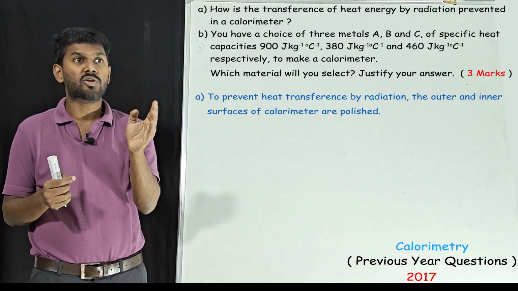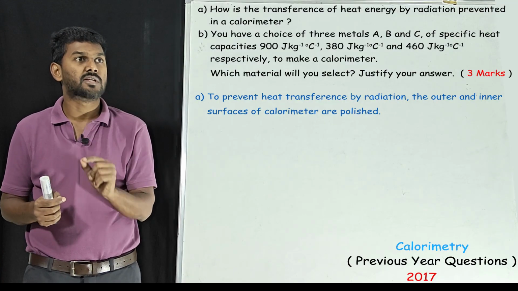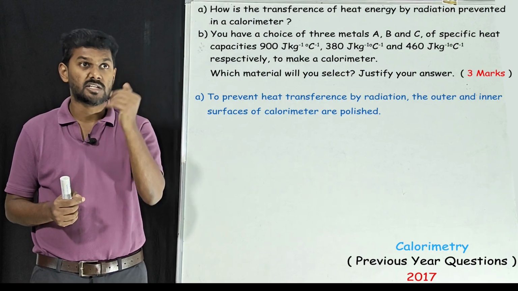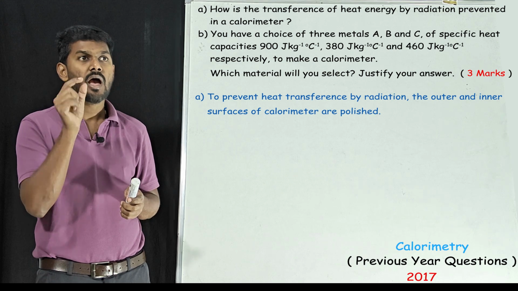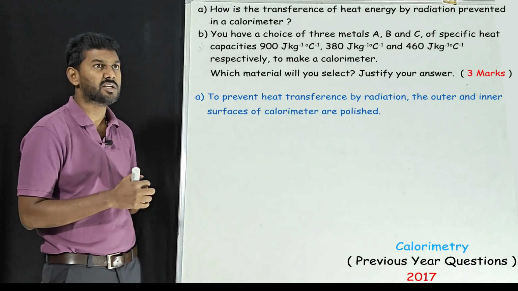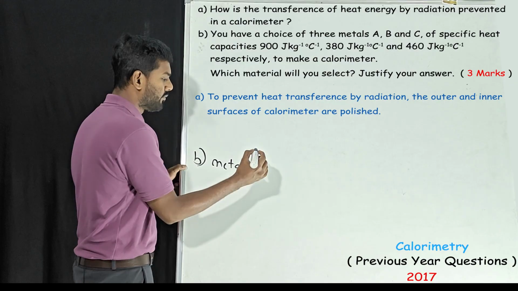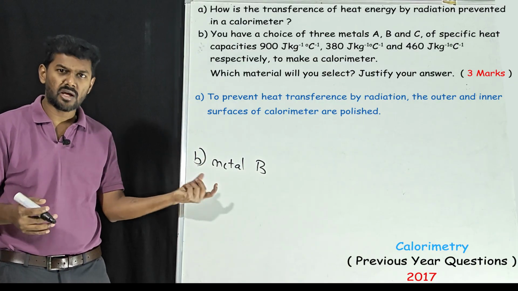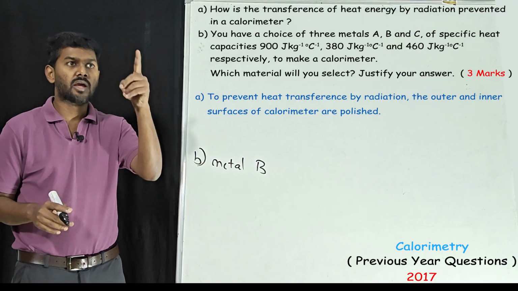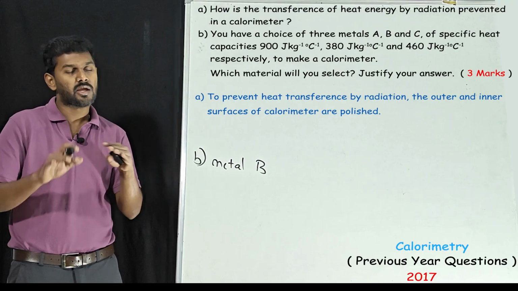So here we got to know, to select a calorimeter, it has to have less specific heat capacity. Out of 900, 380 and 460 joules per kg per Celsius, which one do we have to select? Metal B, the metal with 380 joules per kg per degree Celsius. So the answer is done. Metal B. If you write just B, that is enough. They will give you full marks. You don't have to write metal. If you write 380 joules per kg per degree Celsius, you will get full marks.